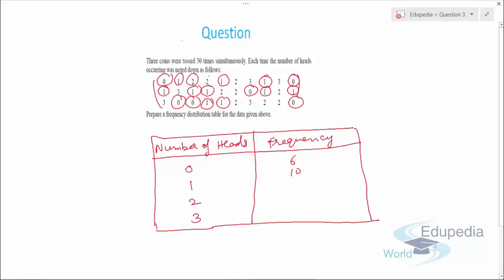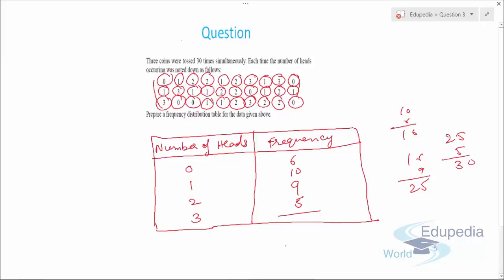For 2 we have 1, 2, 3, right? 4, 5, 6, 7, 8, 9. So we have 9 over here. And for the 3 we need to search. This is 1, 2, 3, 4, 5. So we have 5 over here, right? So we need to add. So this will be 10 plus 6, which is 16. 16 plus 9, which is 25. And 25 plus 5, which is 30, right? So we have 30 as frequency, right? So this is the total, right?